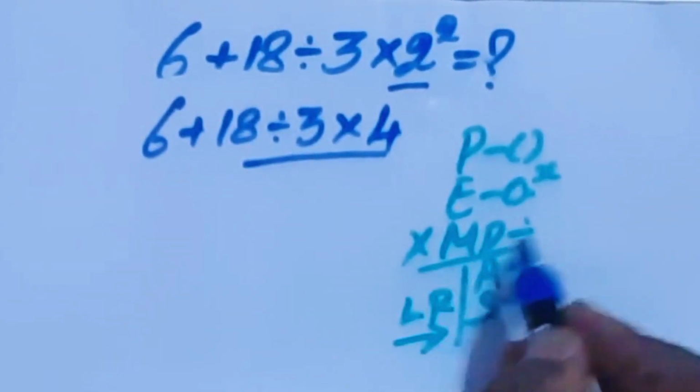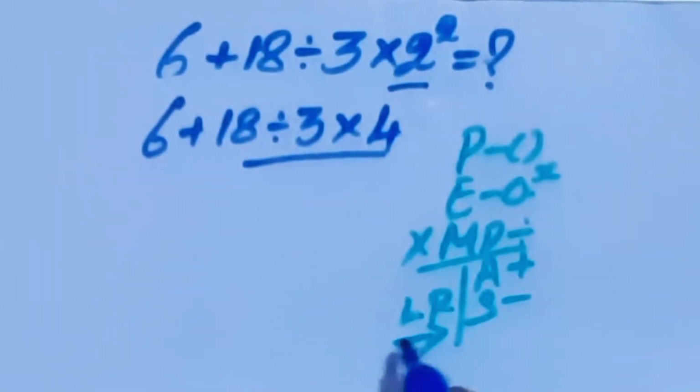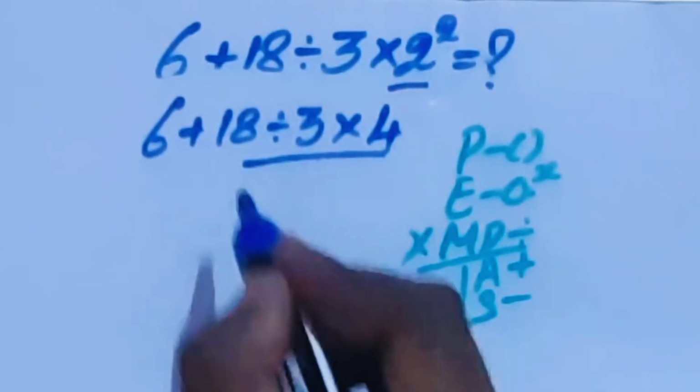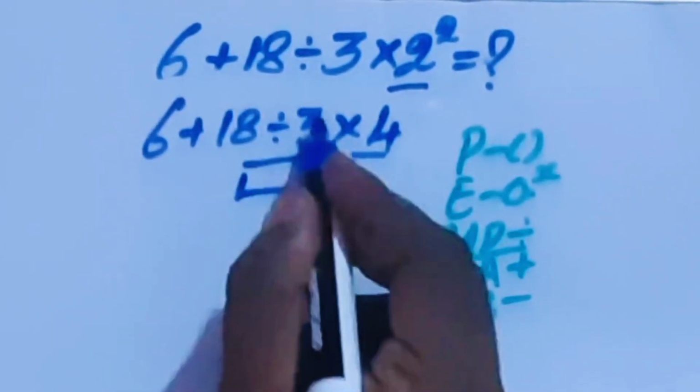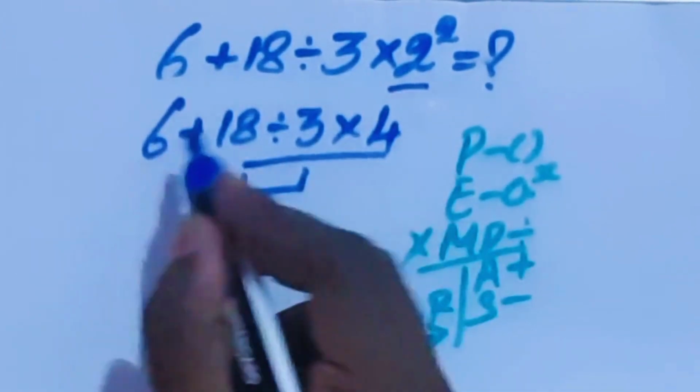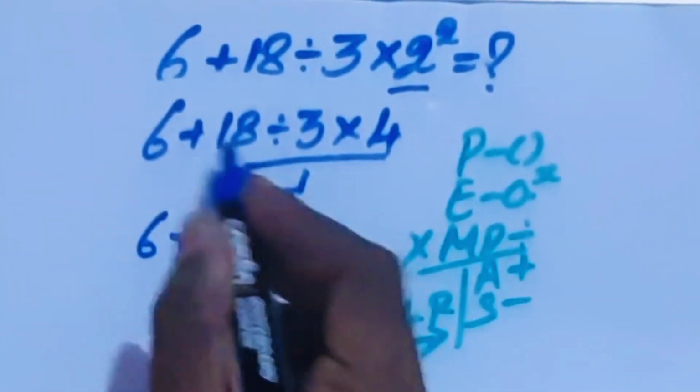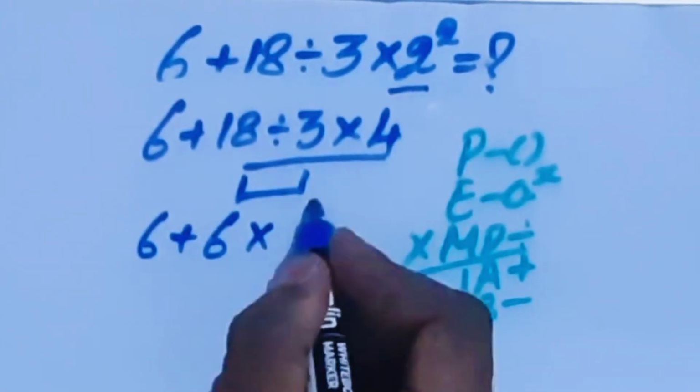Here multiplication and division both have equal priority. For equal priority, we have introduced the left to right rule. Here, left to right, is this 18 divided by 3. So we have to do this 18 divided by 3 before the addition and multiplication. So 6 plus 18 divided by 3 times 4 becomes 6 plus 6 times 4.